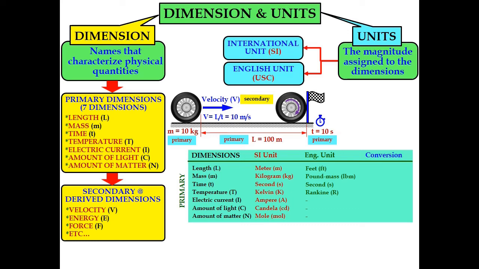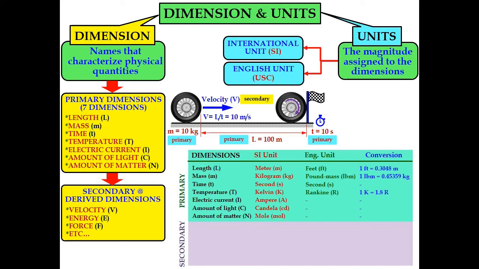Okay, so in terms of conversion, if we want to convert for example from English unit to SI unit, we have specific values we need to consider. For example, 1 feet equals 0.3048 meter, 1 pound mass, 1 lbm, equals 0.45359 kilogram. For temperature, 1 Kelvin equals 1.8 Rankine, and so on. So these are the units and conversions for the primary dimensions.